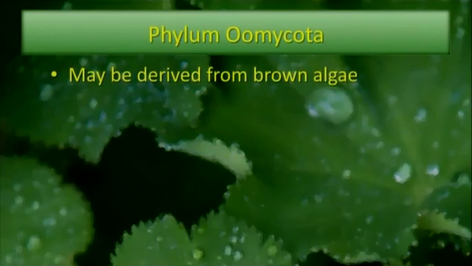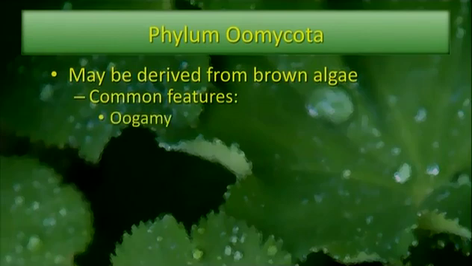The phylum Oomycota may be derived from brown algae. Why would we say that? They have common features. Both the brown algae and the oomycetes undergo oogamy. Remember what oogamy is? A smaller motile male gamete and a larger stationary female gamete. Do you remember what isogamy is? Isogamy is when two gametes that look the same as each other mate.